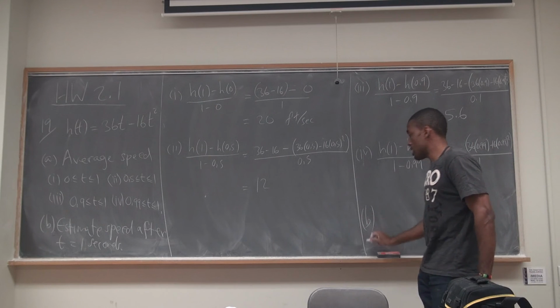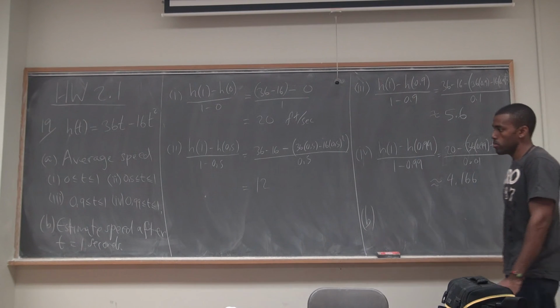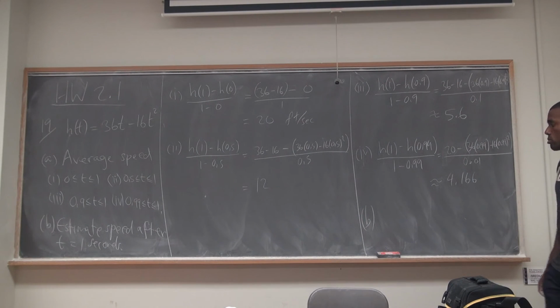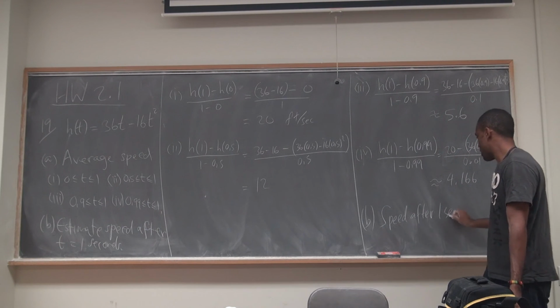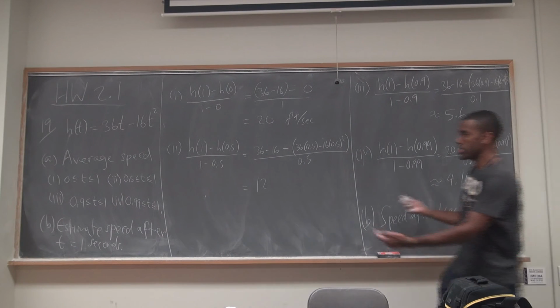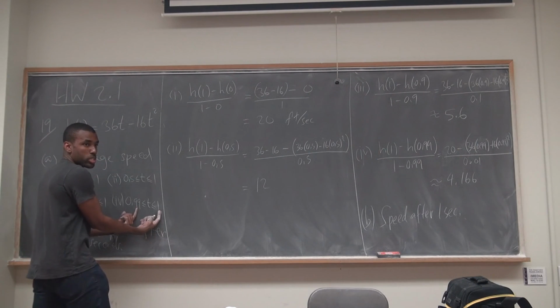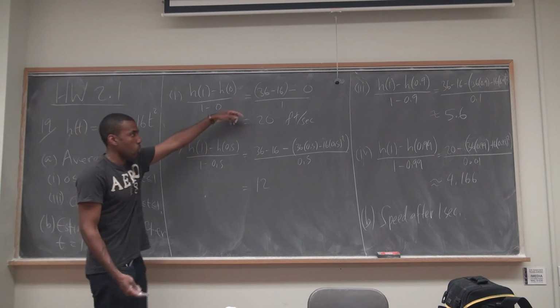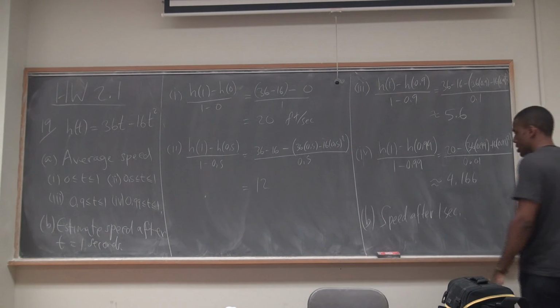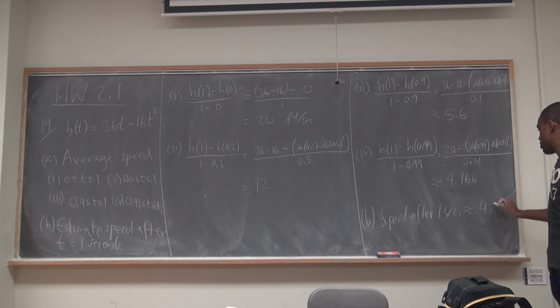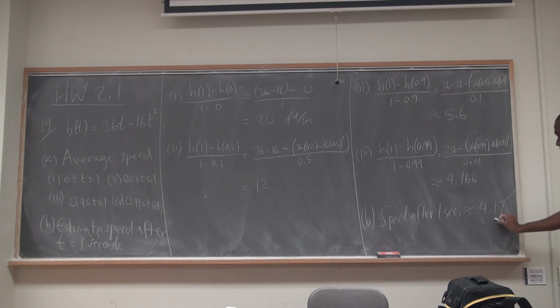Okay. So then B, it says estimate the speed after 1 second. What would your estimate be? 4. Speed after 1 second is going to be pretty close to this one, right? Because here the time window is really small. You see that it's slowing down. It started at 20, then 12, then 5.6, then here. So you expect this to be roughly 4.16 feet per second. It started out moving fast, but then as it started reaching 1 second, it was slowing down.